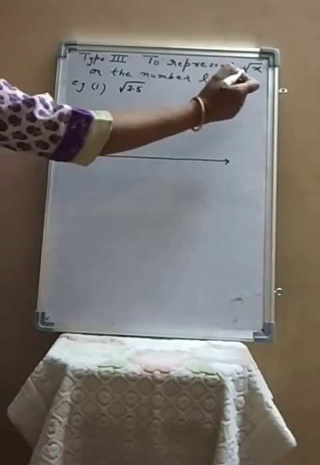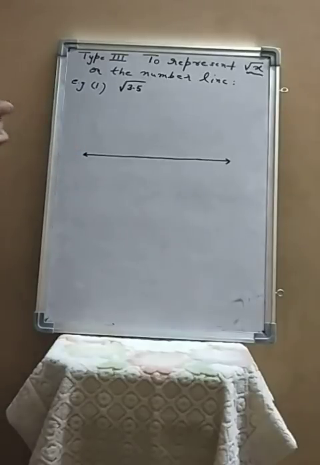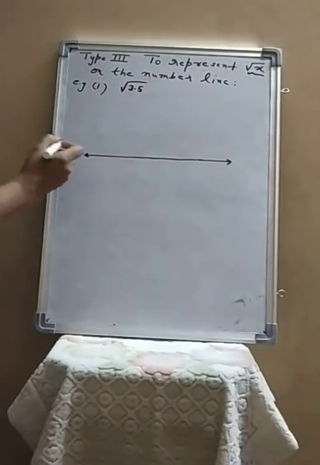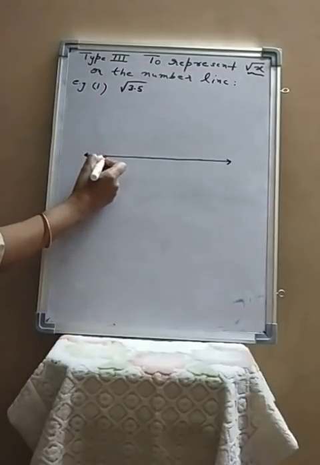Today we are going to represent numbers of the form root x on the number line. Let us take the first example: let us represent root 3.5 on the number line. For this, first of all, draw a number line. On this number line, take any point A.